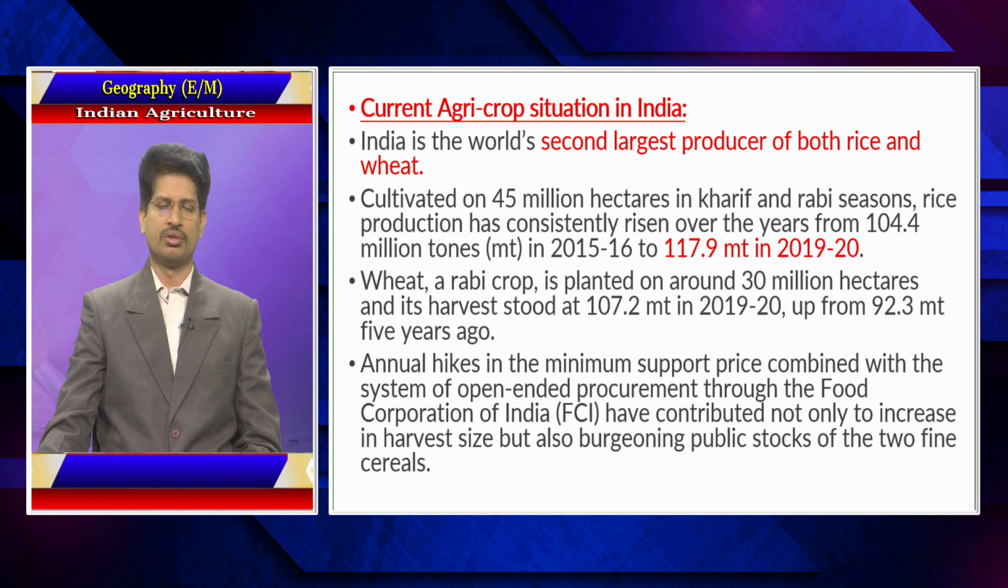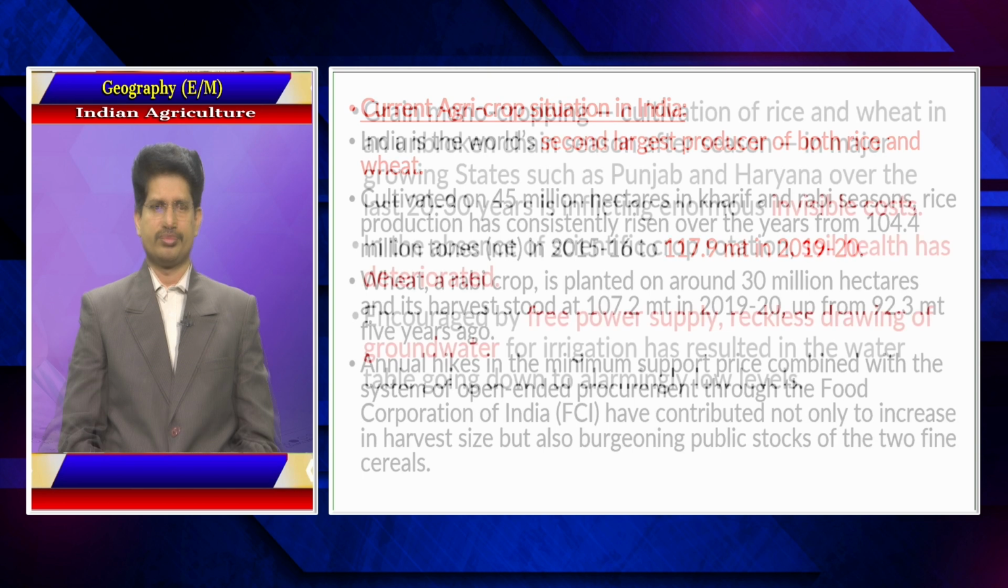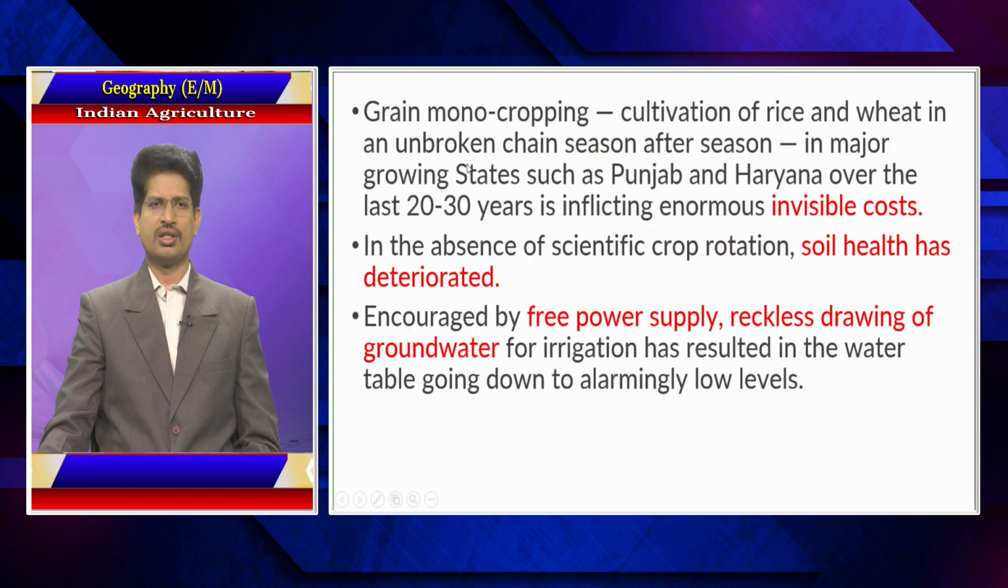So you must be able to memorize certain data essential to answer certain questions. Wheat, a rabi crop, is planted around 30 million hectares, and its harvest stood around 107 million tons in 2019-20, up from 92 million tons 5 years ago. So in terms of the millions of tons of wheat and rice being produced, you must be able to compare.